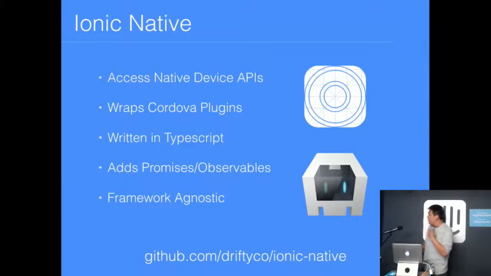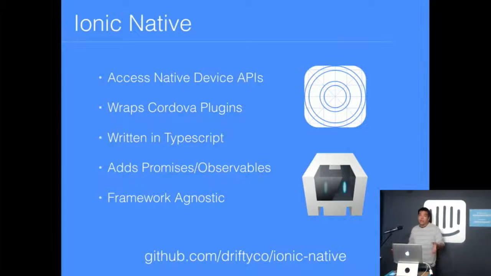For access to native device APIs, right, things like the accelerometer, the camera, the Bluetooth Low Energy, all the things that a native app would have access to using native device SDKs or APIs, you can get access to using traditionally Cordova, right? So Ionic Native is another open source project that we introduced at the beginning of the year. And what it is, it provides TypeScript wrappers around existing Cordova plugins, right? Not only does this give us some of the nice features of TypeScript, which I'll talk about shortly, but it also adds promise and observable support to existing Cordova plugins, right?